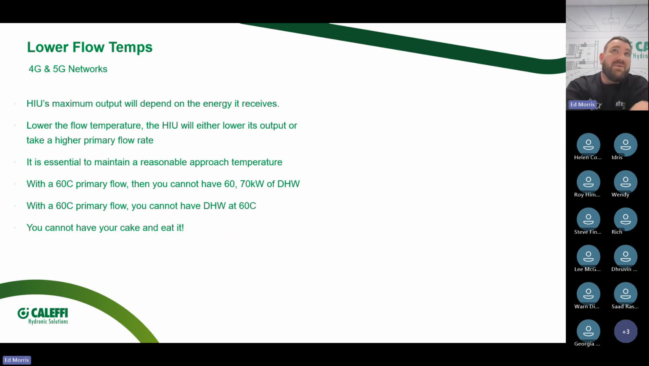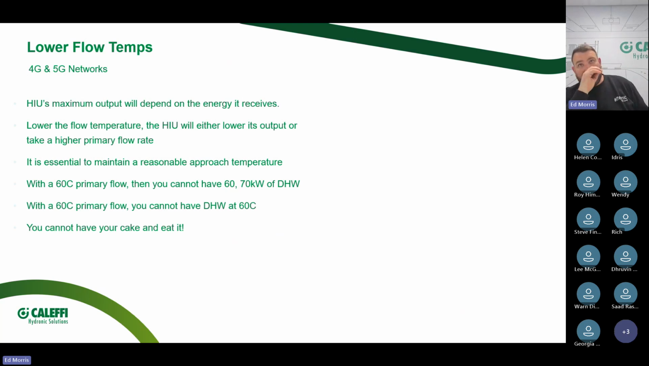It's essential to maintain a reasonable approach temperature. With a 60-degree primary flow, you cannot have 60 or 70 kilowatts of domestic hot water. And with a 60-degree primary flow, you cannot have domestic hot water at 60 degrees. So you can't have your cake and eat it, is what we're trying to say here. So if you are going to start reducing flow temperatures into the HIU, it's going to have a detrimental effect on what can come out of it.